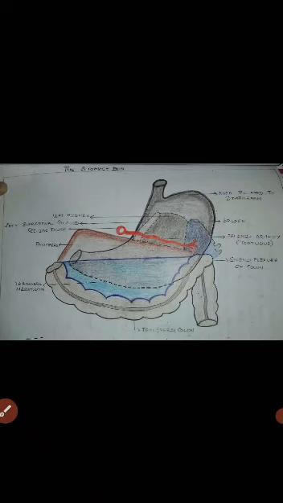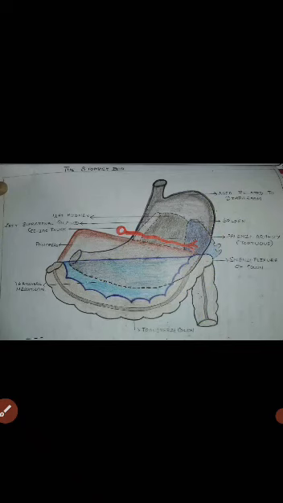And functions of stomach: main function is it acts as reservoir of food, and it helps in digestion. It produces gastric juice which helps in digestion, and it produces mucus. The lining cells of the stomach produce mucus, and that mucus will protect the stomach from corrosive action of HCl. And the stomach produces intrinsic factor of Castle which helps in vitamin B12 absorption.